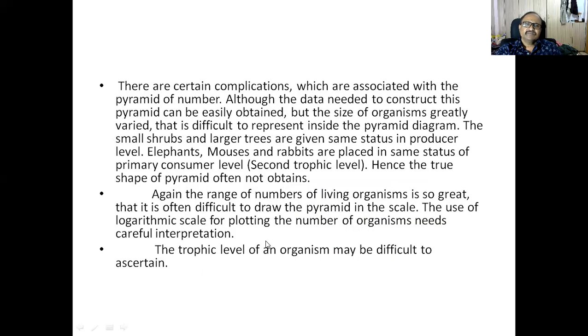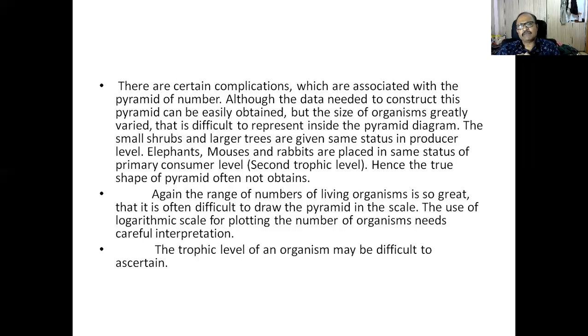Okay, now there are certain complications which are associated with the pyramid of number. When we plot the pyramid of number, हम जब pyramid of number plot करने का और कागज पे उतारने का ट्राई करते हैं, उसमें some complications आते हैं. कौन कौन से? अगर हमें डाटा लेना रहा, although the data needed to construct this pyramid can be easily obtained, हमें डाटा तो मिल सकता है, हम कैसे भी करके प्लांट्स एनिमल्स कितने हैं वो गिन लेंगे by any method. There are so many methods to count the plants and animals.